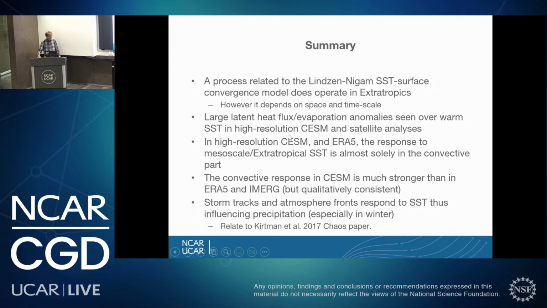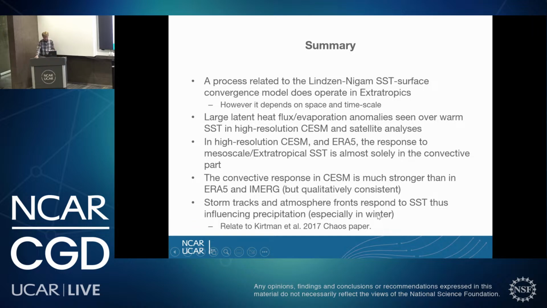And then in high-resolution CSM and ERA 5, the response to the mostly mesoscale extratropical SST is solely in the convective part. And I think people in the audience probably know why that is. I talked to Rich Neale about it. He explained a little bit to me. However, the convective response in CSM is much stronger than in ERA 5 and IMERG, but is qualitatively consistent. And finally, the storm tracks and fronts respond to SST, thus influencing precipitation in winter.